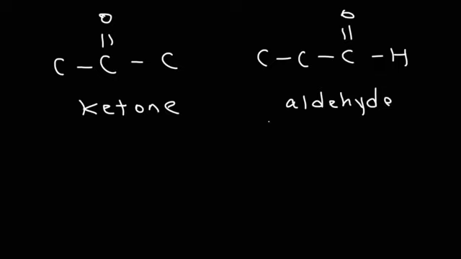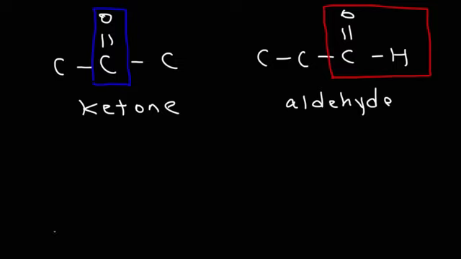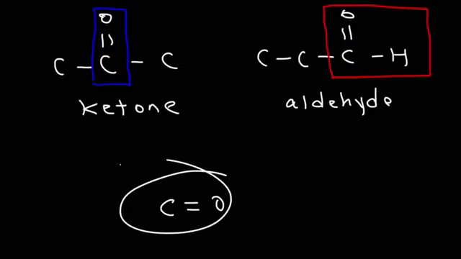So an aldehyde has a hydrogen that's attached to the carbonyl group. A ketone does not have the hydrogen attached to the carbonyl group. And that's how you can distinguish a ketone from an aldehyde, even though they both have the carbonyl functional group.